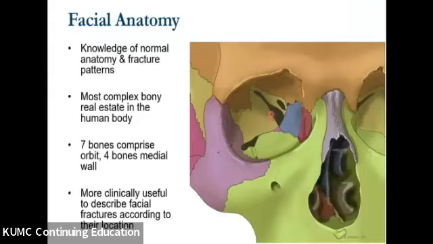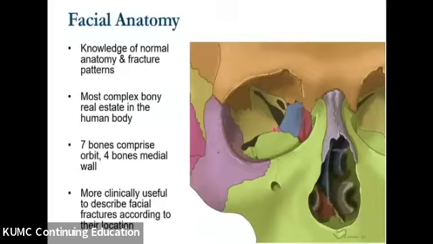and fracture patterns that occur in the face. But it can be really challenging because we're dealing with some of the most complex bony real estate in the human body. And I think this graphic just does a really good job of conveying how complex this region is. So 7 bones comprise the orbit in total, and 4 bones alone comprise the medial orbital wall.